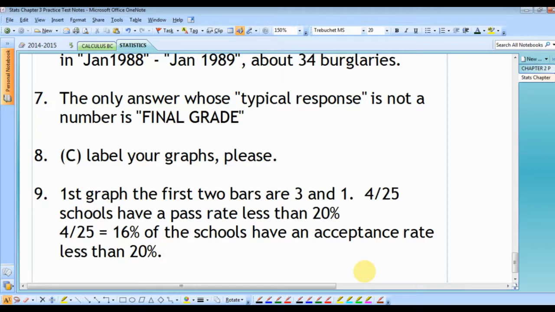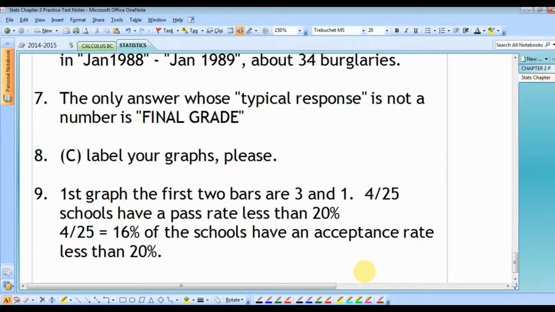Okay, so one of the things that makes this question confusing is we're using a percent to measure a percent. So remember what we're doing. They're telling us 4 out of 25 schools have a pass rate less than 20. So we're gonna look at the first graph. The first graph is a lot easier to read than that second graph. Which interval contains fewer than half of the observations?